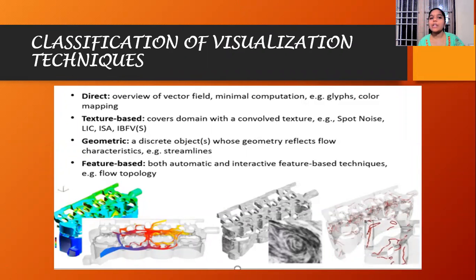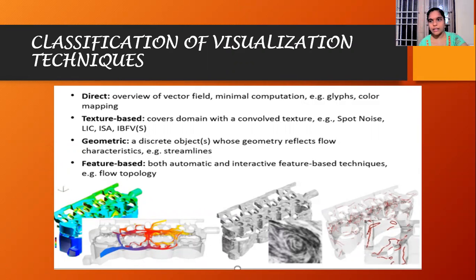Coming to the different classifications of visualization techniques in vector fields, the classifications are mainly divided into four types. One is direct classification, the second is texture-based classification, the third is geometric classification, and the fourth is feature-based classification. Now let us understand what each type of classification is. Coming to the first one, direct classification. Direct classification gives an overview of the vector field with minimal computation. For example, graph mapping, Gaussians, etc.